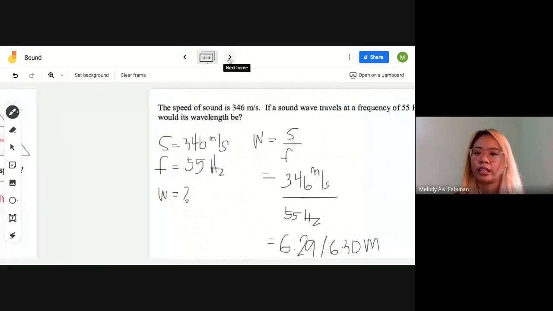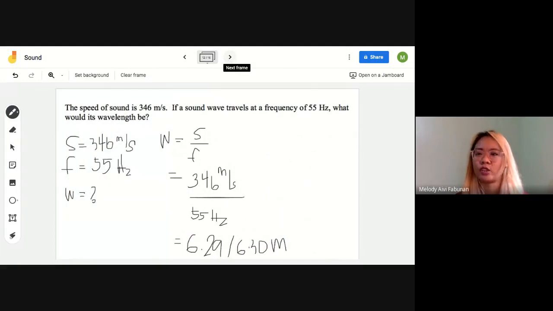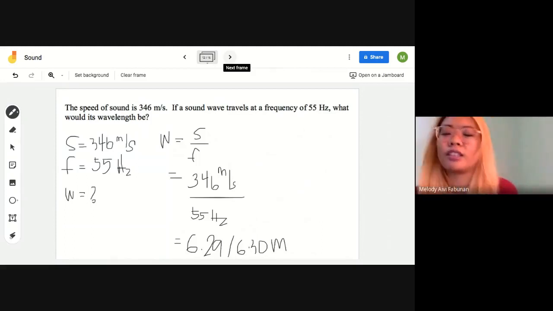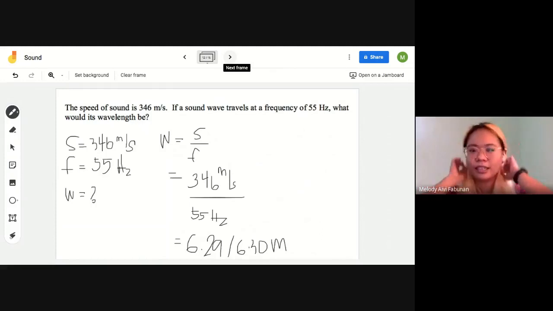We are measuring the distance from one crest to another crest and the distance from one trough to another trough. So our wavelength is 6.29 meters. Okay? So nakuha naman kung paano natin ito compute using what equation. Medyo nalilito lang tayo when it comes to the unit. So let's try another problem.